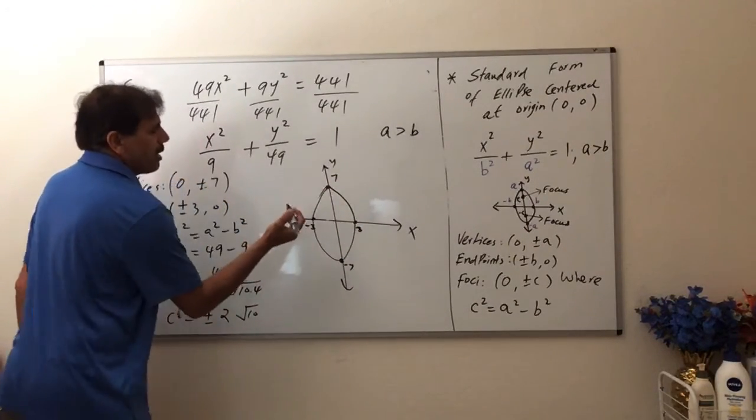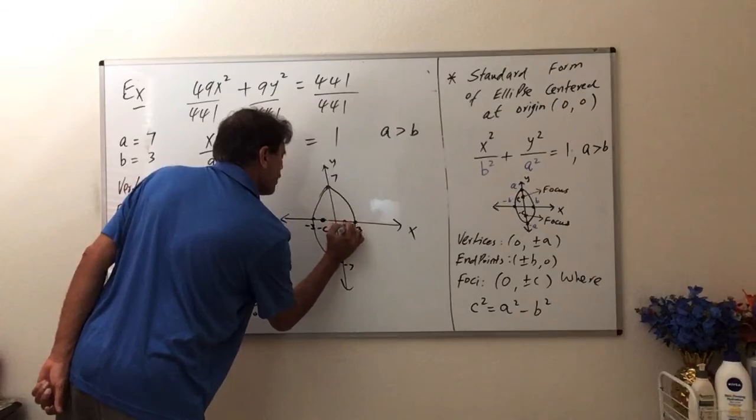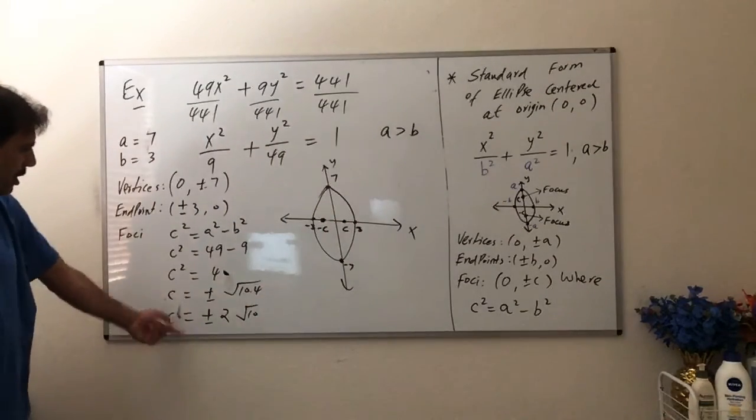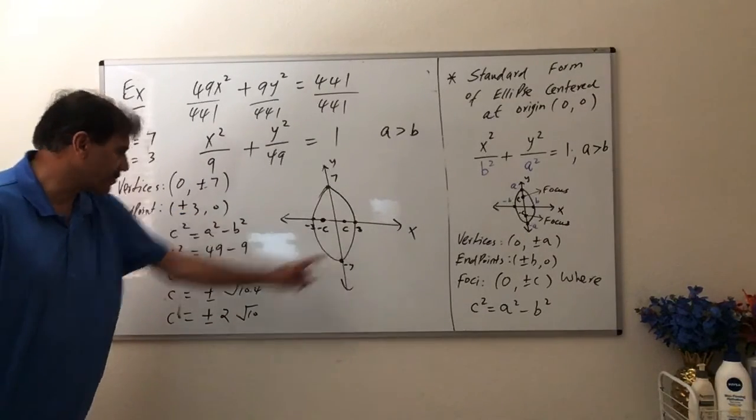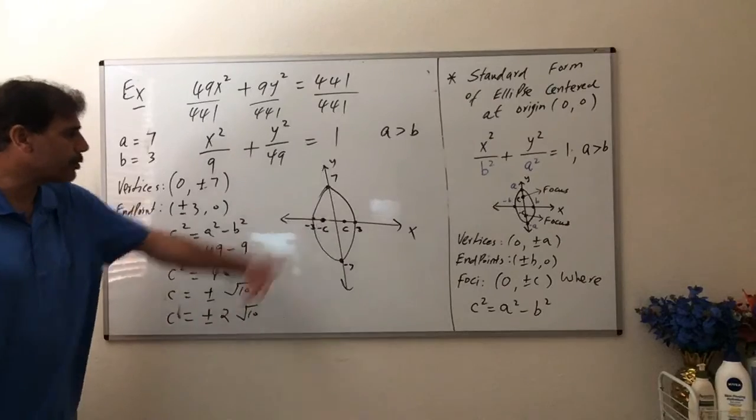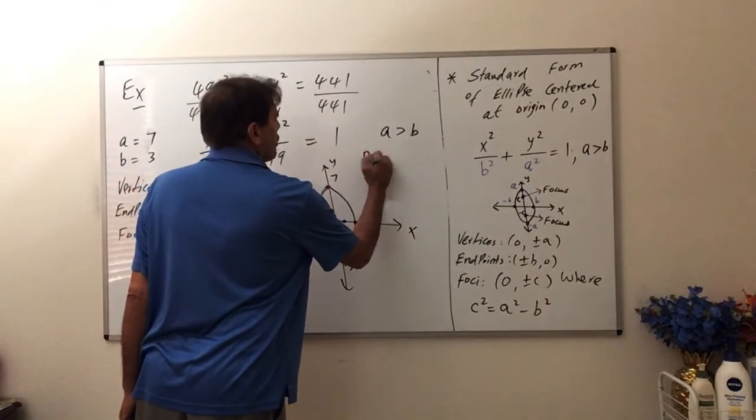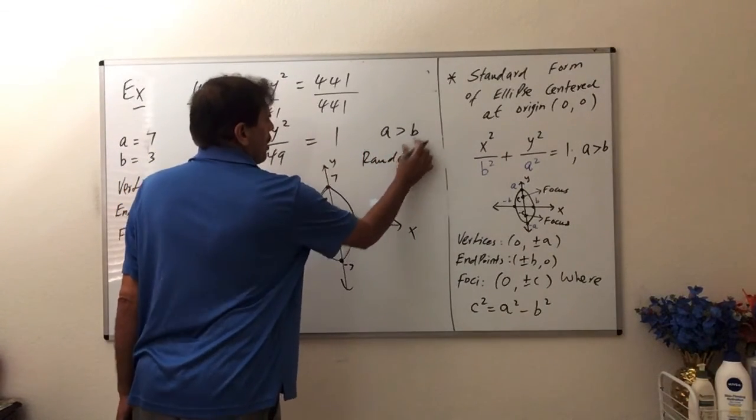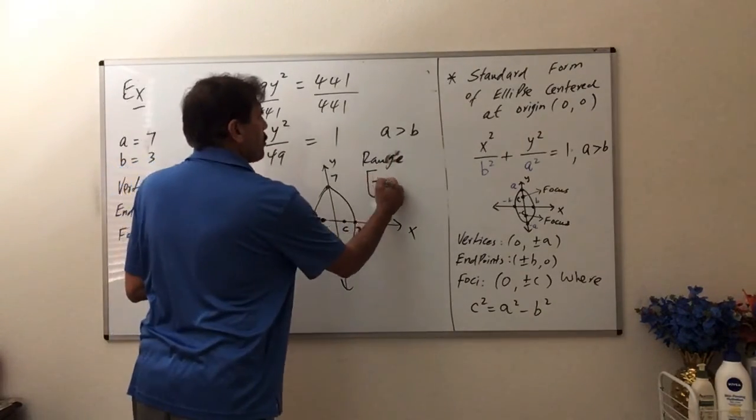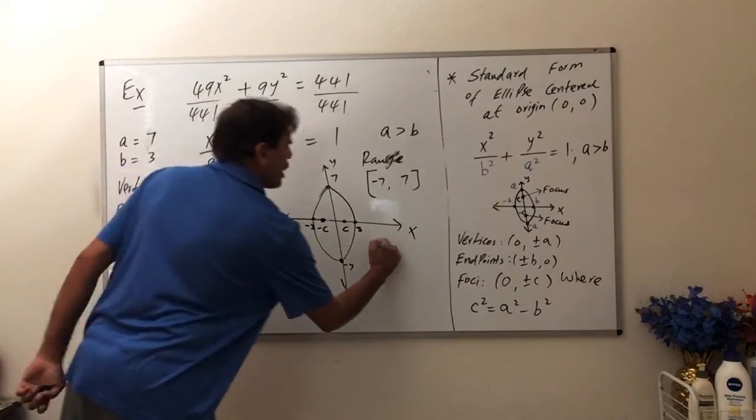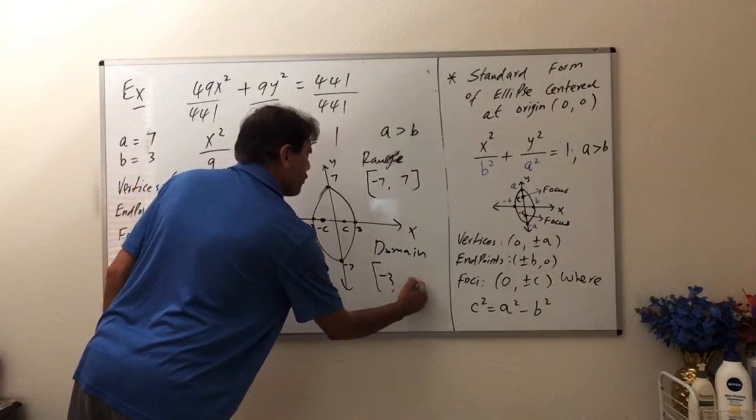It's going to look something like this. Then right here there is a negative c, and this one is your positive c. This negative c is going to be negative 2 root 10, and positive c is going to be positive 2 root 10. Those are your focus points, plus minus. Okay, so now here is the range. The range is between, look, 7 and negative 7. So negative 7 to 7. And the domain is between 3 and negative 3. So negative 3 to 3. And you're done.